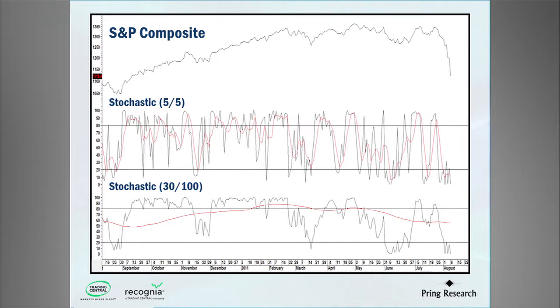There's also another parameter, and that's called the slowing factor. That slowing factor is merely another moving average that slows or smooths the %K and therefore the %D.